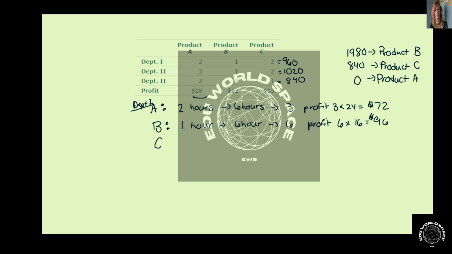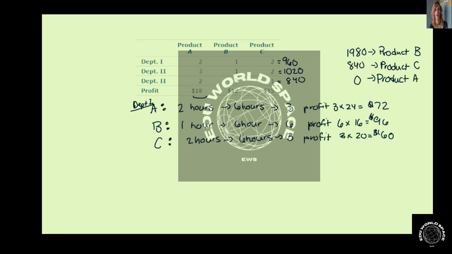For C, it takes 2 hours to make, and thus department 1 makes 3 units in 6 hours. So 6 hours, 3 units, and the profit is 3 times 20, and that is $60.